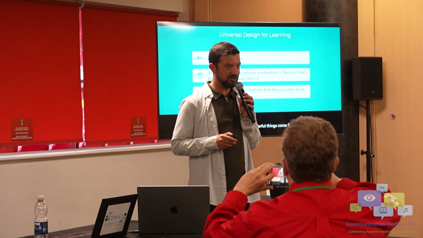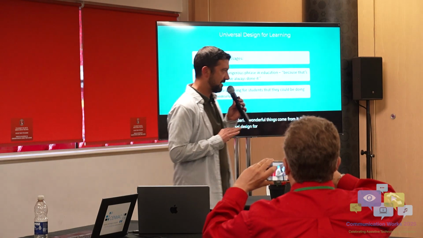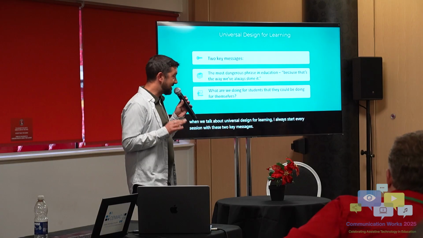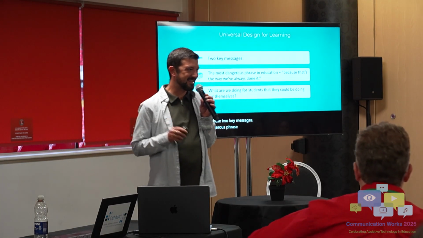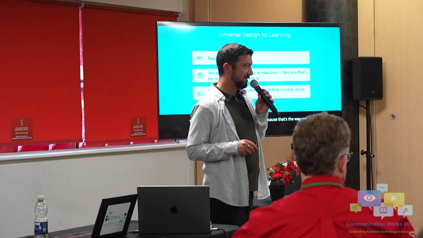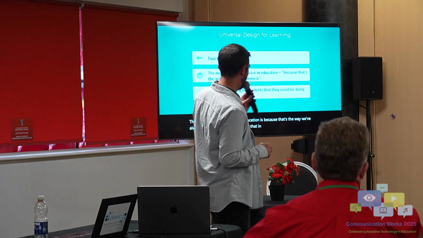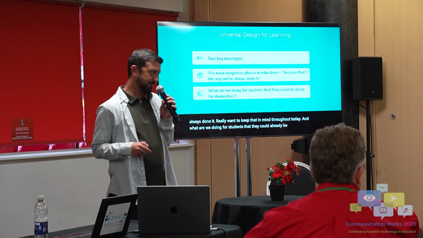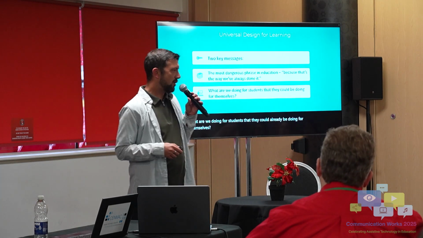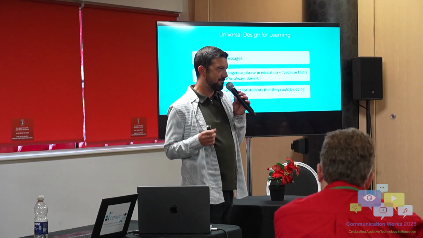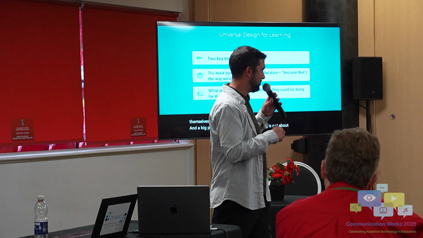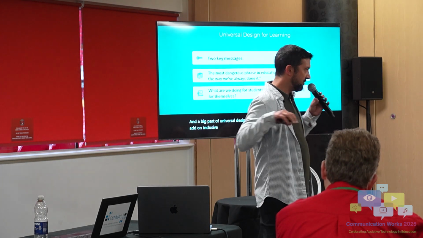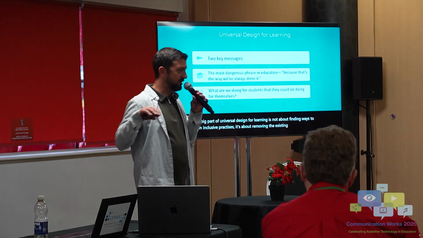Now, when we talk about universal design for learning, I always start every session with these 2 key messages. The most dangerous phrase in education is because that's the way we've always done it. Really want to keep that in mind throughout today. And what are we doing for students that they could already be doing for themselves? And a big part of universal design for learning is not about finding ways to add on inclusive practices. It's about removing the existing exclusionary ones in the first place.